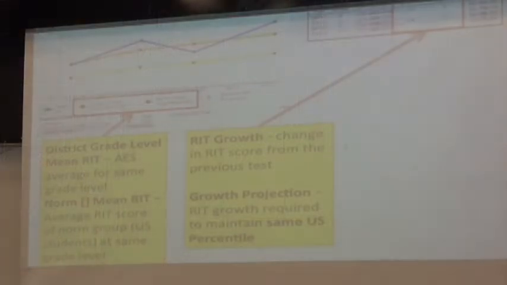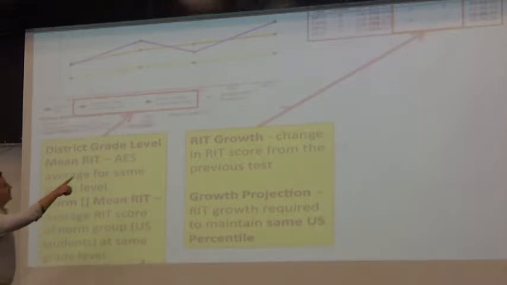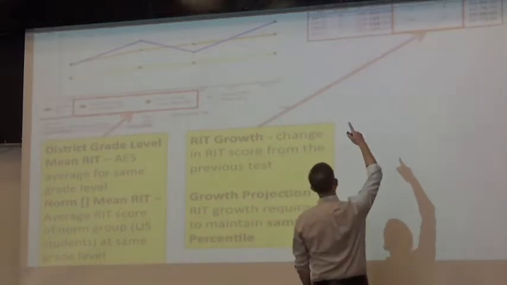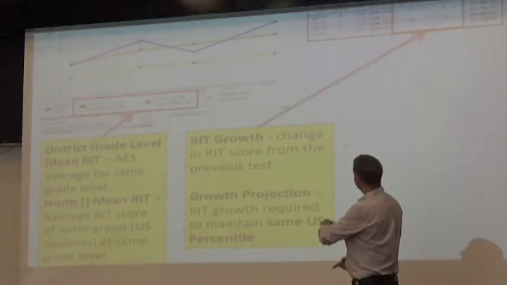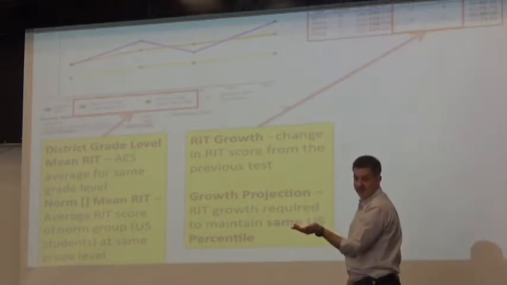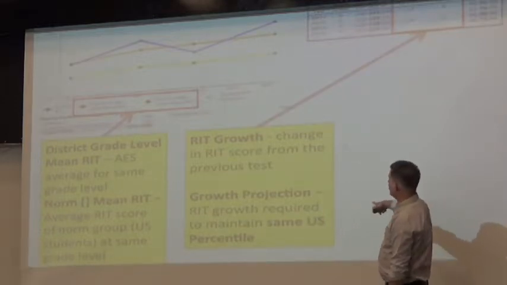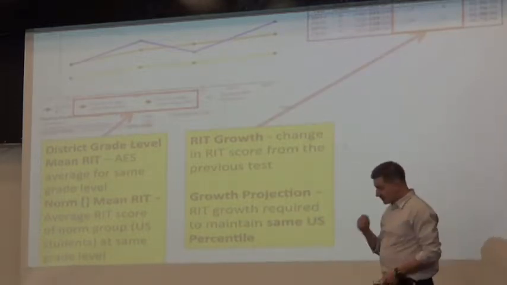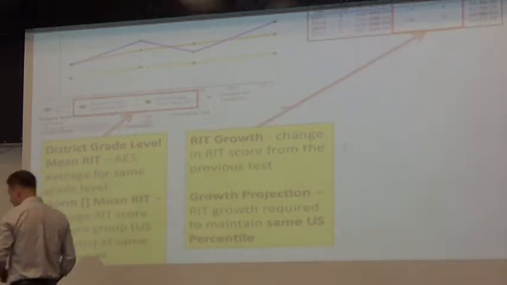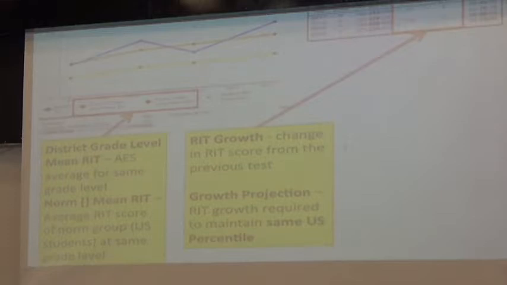A little bit cut off here on the top, but the RIT growth is just test this time. So we can see it says RIT growth 17, and this most recent one is 243. The fall of 16 was 226, so the difference there is 17. And the growth projection is the RIT growth required to maintain the same US percentile. What I want you to notice here is that the growth projection was only 2, but the actual growth was 17.